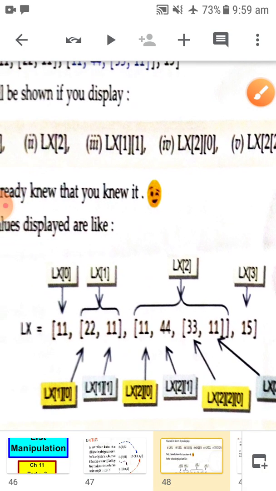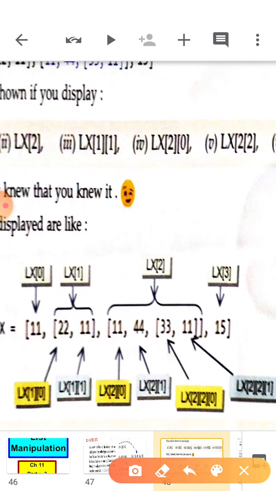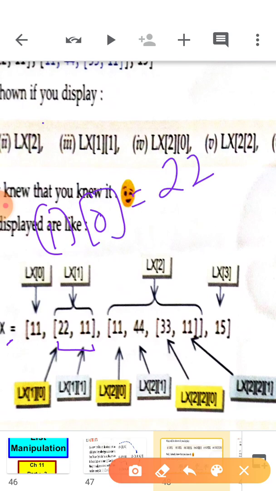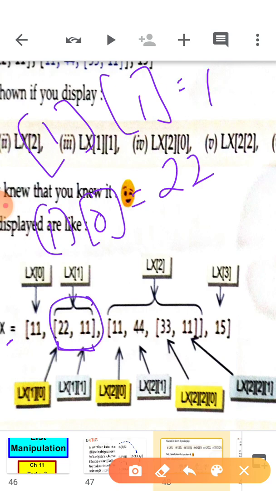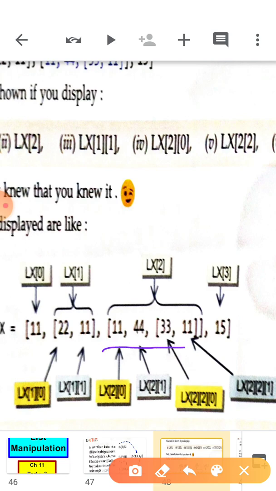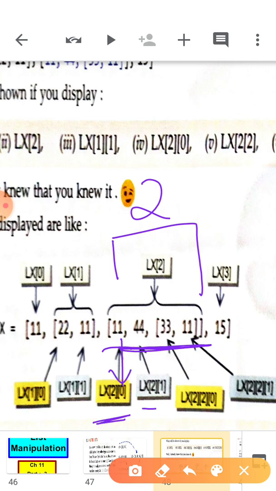Okay, now let's concentrate here. See, LX, this is your LX list, this is your 0th position. 22 11 is 1 position, so at 0th position is 22, and at 1 position you are having 11, if we are talking about this. Okay, now concentrate here. In this particular list you are having another list inside this. So this is basically 2 when we are talking about LX. Okay, so 11 will be 2 0, 44 will be 2 1.